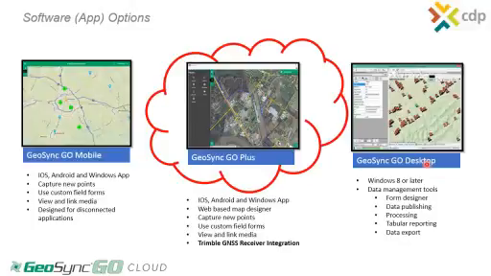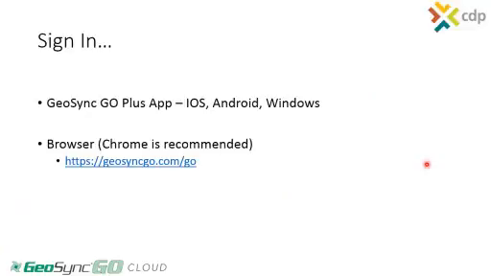As shown here, GeoSync GO Plus is a web-based app. It is available on iOS, Android, and Windows devices. The first thing you'll have to do, obviously, is sign into the application. There are two ways that you can get to the application. One is to download the GeoSync GO Plus app on your iOS, Android, or Windows device and install it, or you can use a browser. We recommend using Chrome. It's the best experience for this application, using the web URL listed here, geosyncgo.com/go.